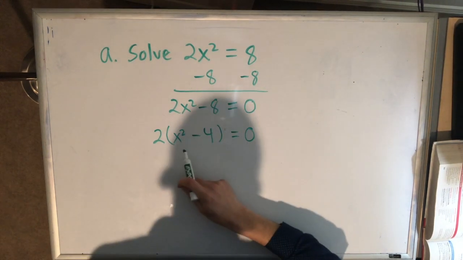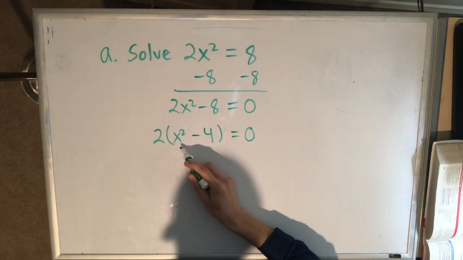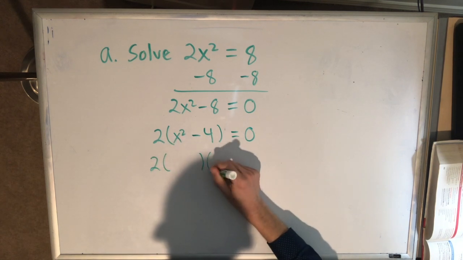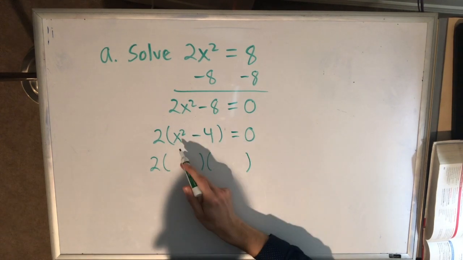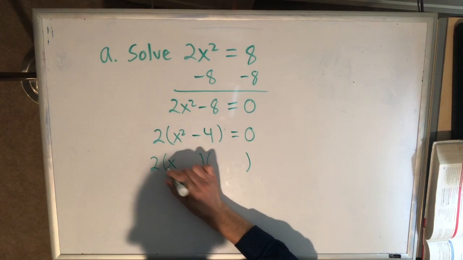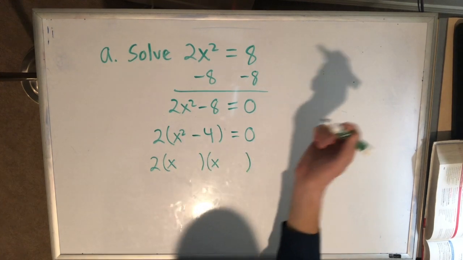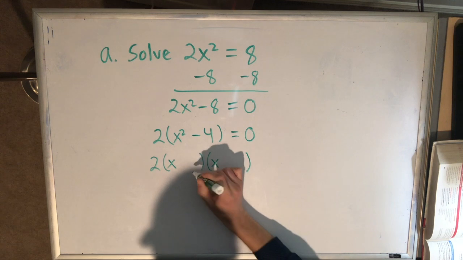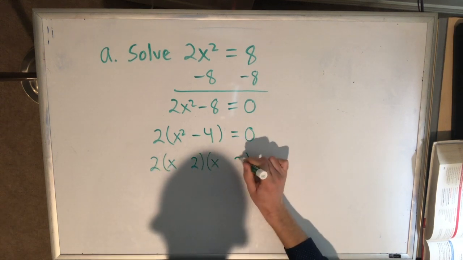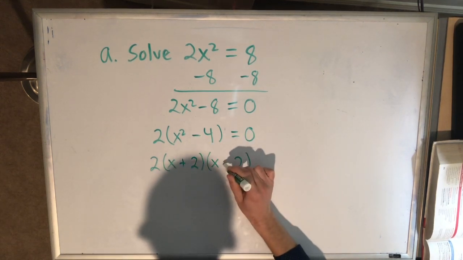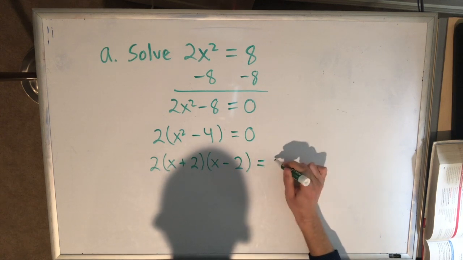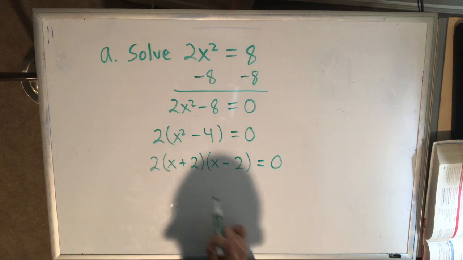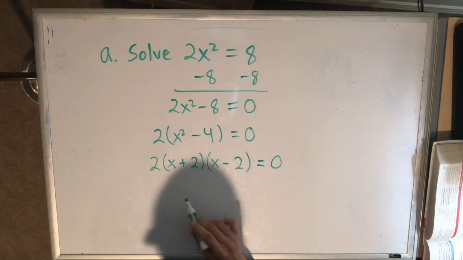We have a difference of squares, a square subtracted from another square. So make 2 sets of parentheses to factor it. The square root of x squared is x, so put that at the beginning of each of the parentheses. The square root of positive 4 is 2. Put plus in one and minus in the other because it's a difference of squares. Now we have 3 quantities that multiply together equals 0, so one of those quantities must be 0.